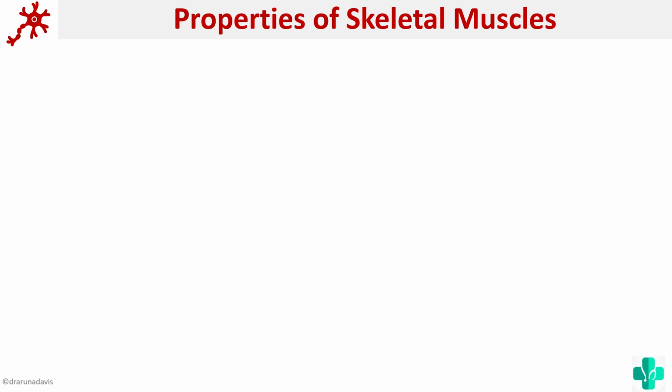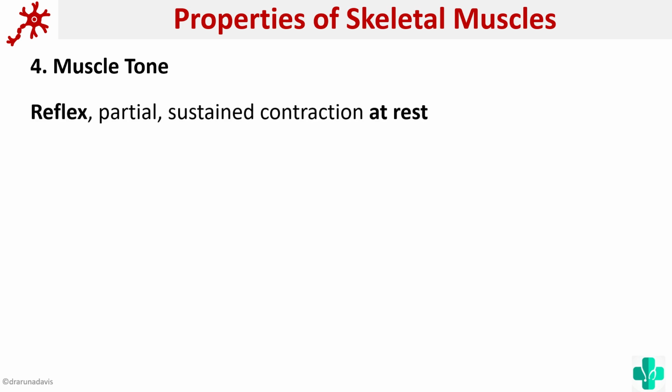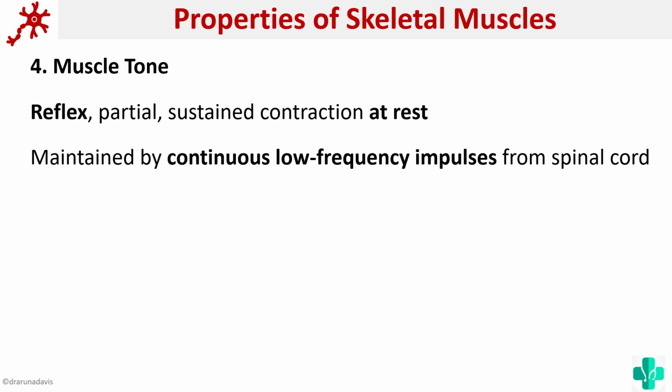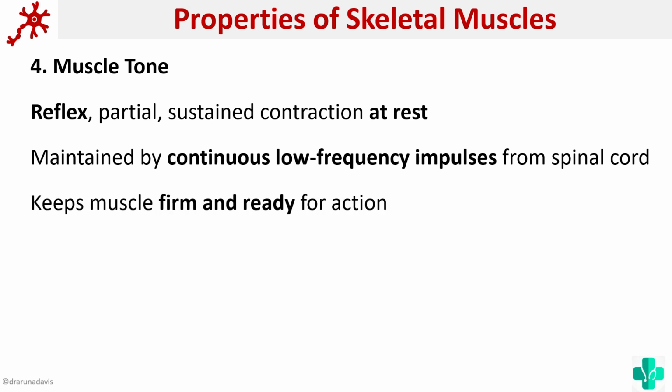And the next one is tonicity, or the muscle tone. We know that the muscles, even when they are not stimulated, are in a partially contracted state. This is called muscle tone. And why do we have a muscle tone? That is because of low frequency impulses from the spinal cord. This keeps the muscle firm and ready for action. So the skeletal muscles have a tone, and that is because of the impulses that they receive from the higher centers. Okay, so these are the basic four properties.